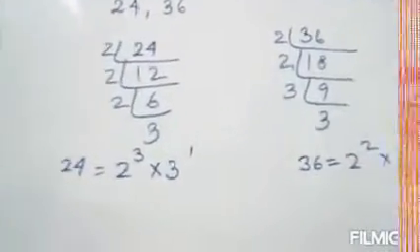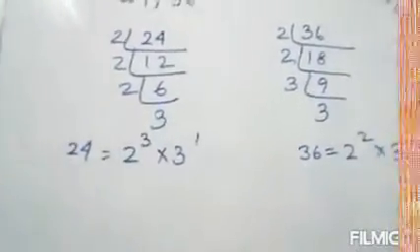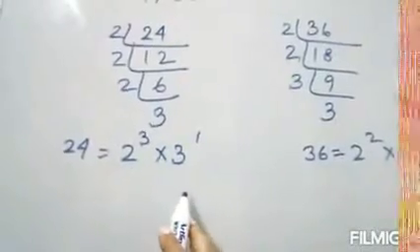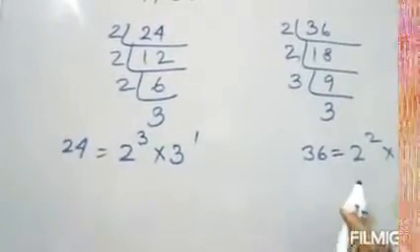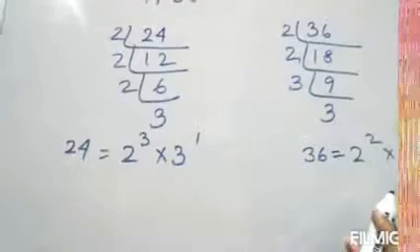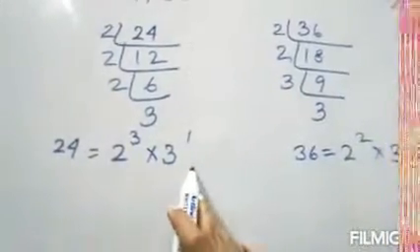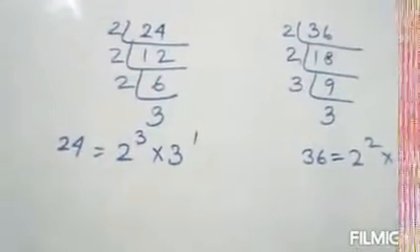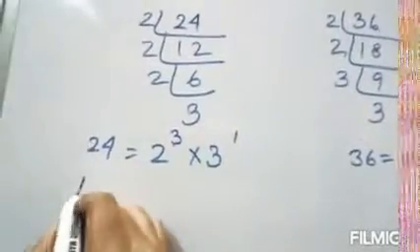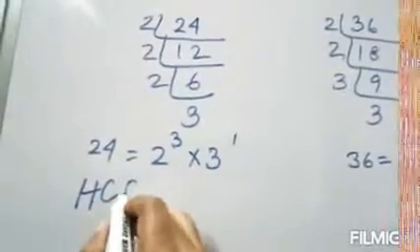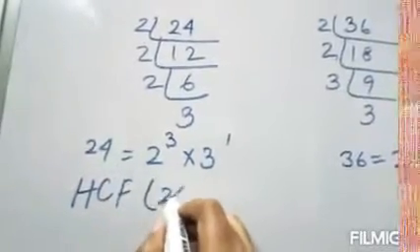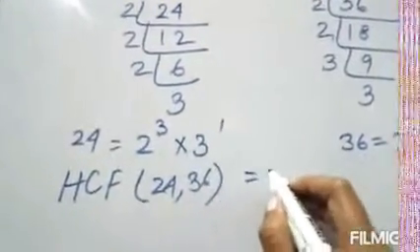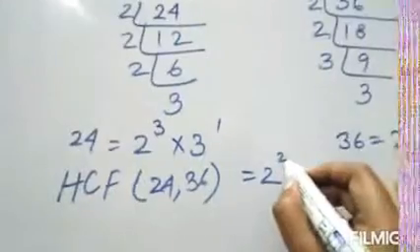Yes. HCF means what? Highest common factor. See, among the factors of this number and this number, what is the highest common one? 3 to the power 1 and 2 to the power 2. Right? So the HCF of 24 and 36 will be 2 to the power 2.